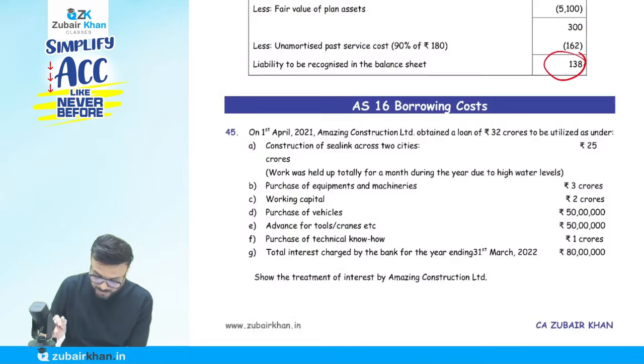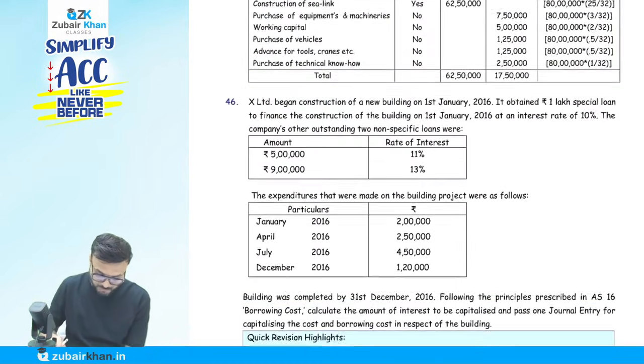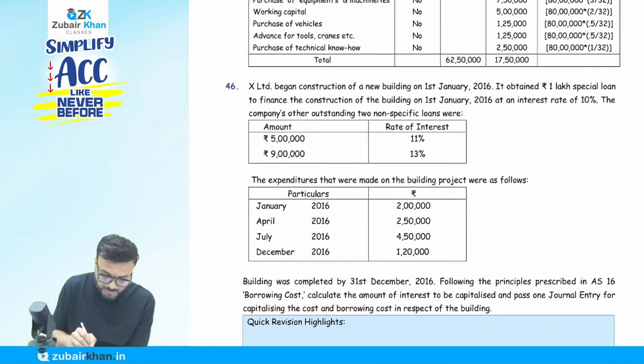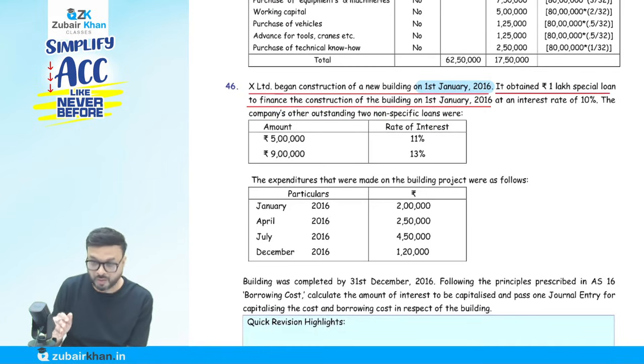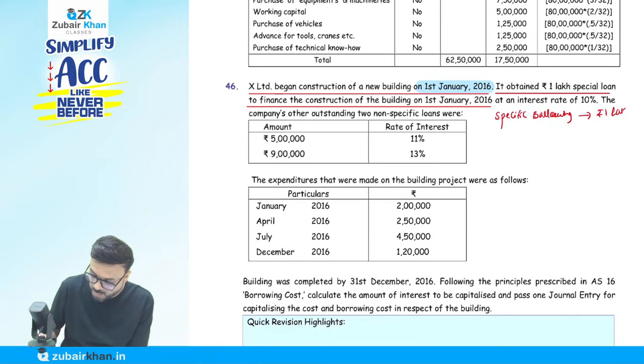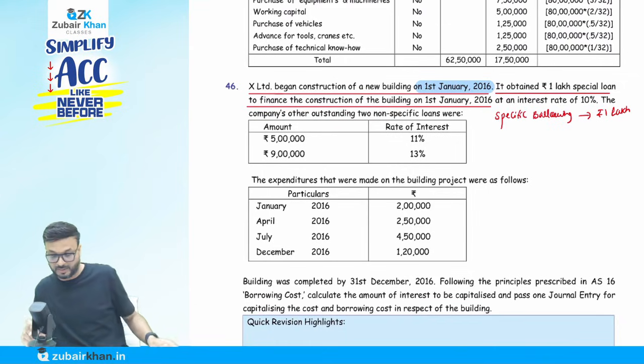So go to the Super 100 questions. First, let's go to question number 46. Interesting question. X Limited began the construction of a new building on 1st January 2016. It obtained a special loan of rupees 1 lakh to finance the construction of the building on 1st January 2016. So there is a specific borrowing of rupees 1 lakh.